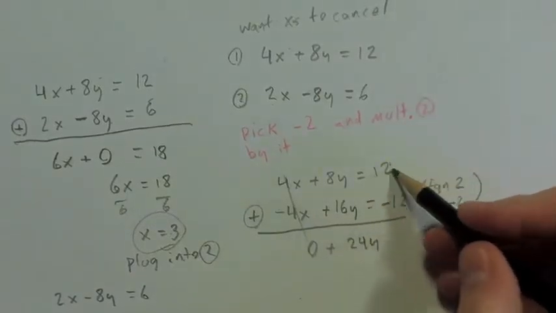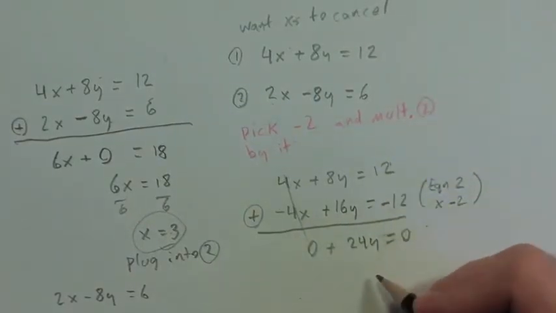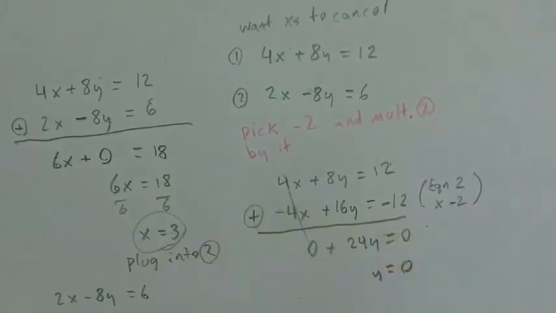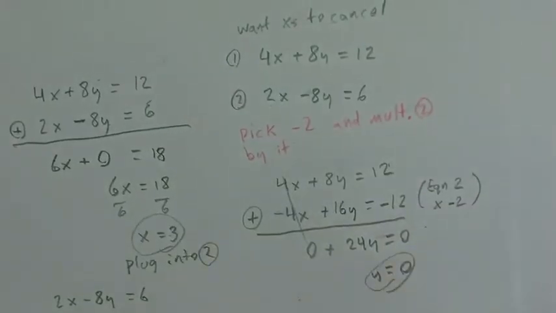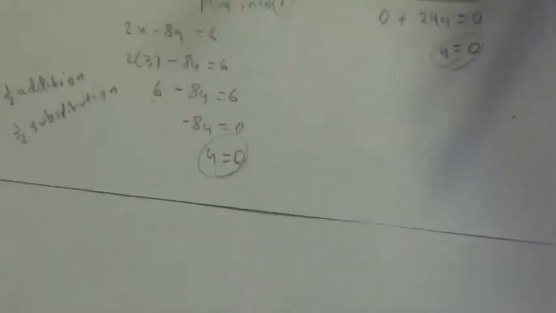And then I get 12 minus 12, which is equal to 0. So y is equal to 0. So we ended up getting the same y value either way.